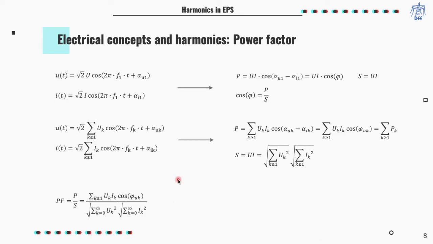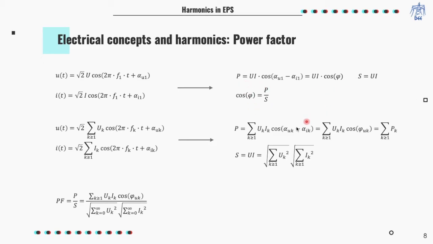This definition is derived from the definition of the power factor in sinusoidal conditions, which is that the power factor in harmonic conditions is equal to the ratio between the active power and the apparent power. Both powers are calculated as shown on the screen.